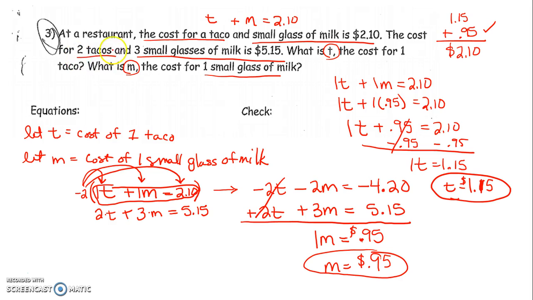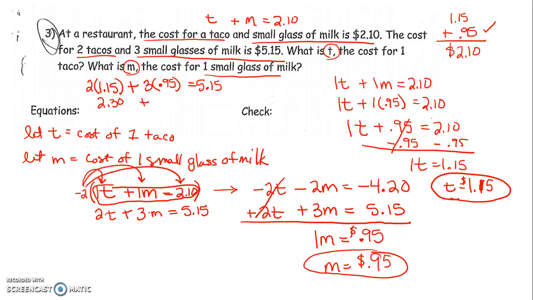It also says 2 tacos. So each taco is $1.15. If we have 2 tacos times $1.15, and we add to that 3 small glasses of milk, 3 times each small glass of milk is 95 cents. We're hoping 2 tacos and 3 glasses of milk is $5.15. Let's check it out. What's 2 times 115? Well, that will be $2.30 if you're buying 2 tacos.